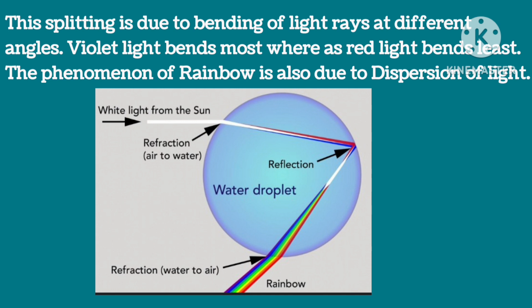So here we can see that when white light from the sun enters the water droplets, refraction occurs between air and water medium, and then inside the water droplets, reflection takes place, and again as the light ray emerges out of the droplet, refraction takes place between water and air medium. As a result, light is dispersed and a rainbow is formed.